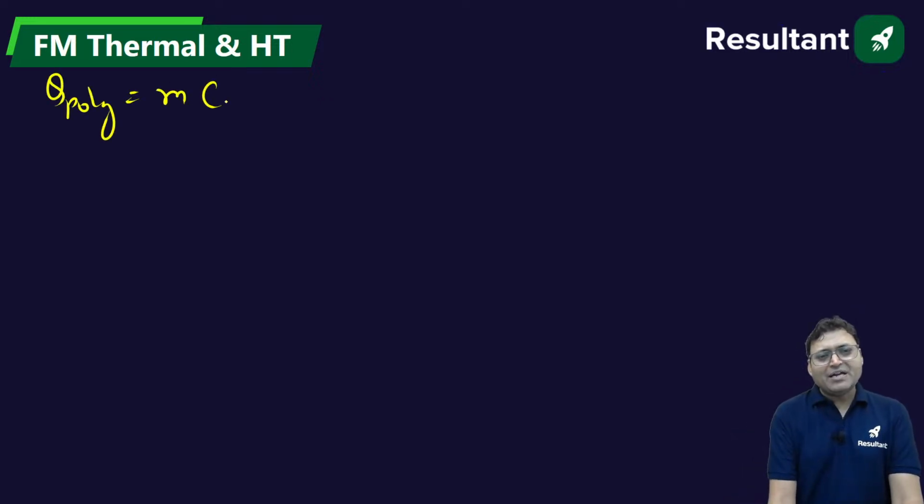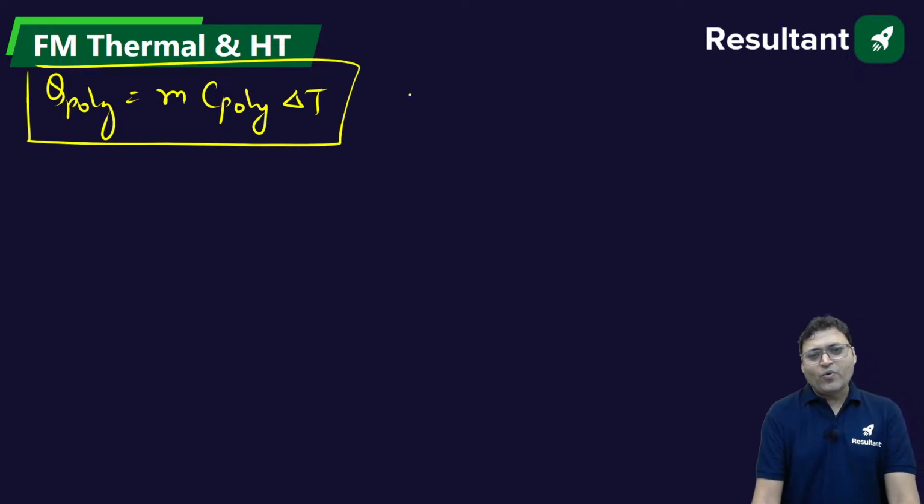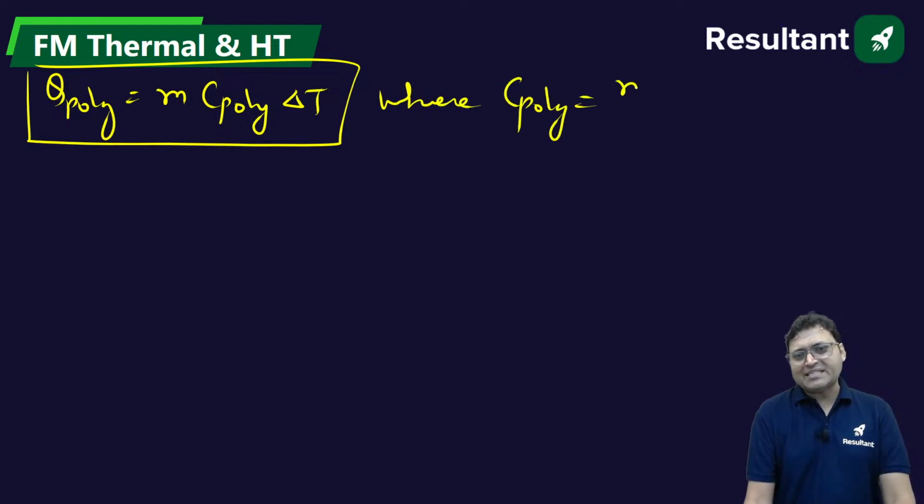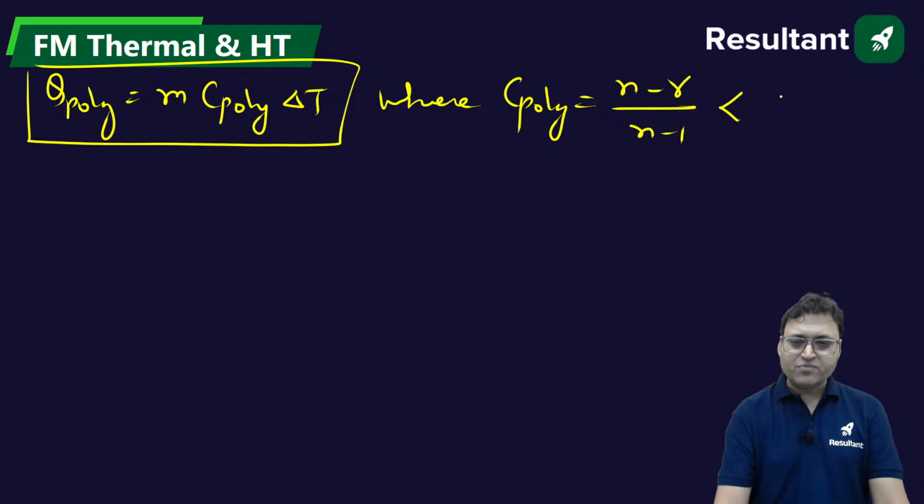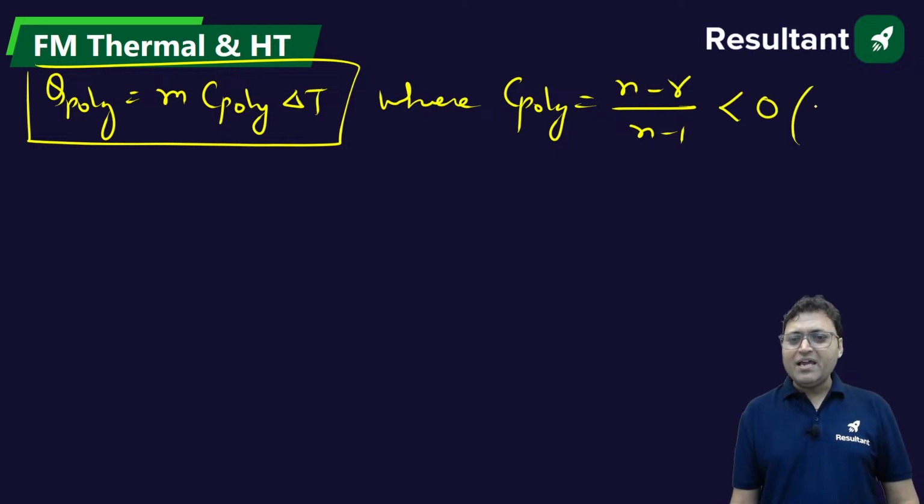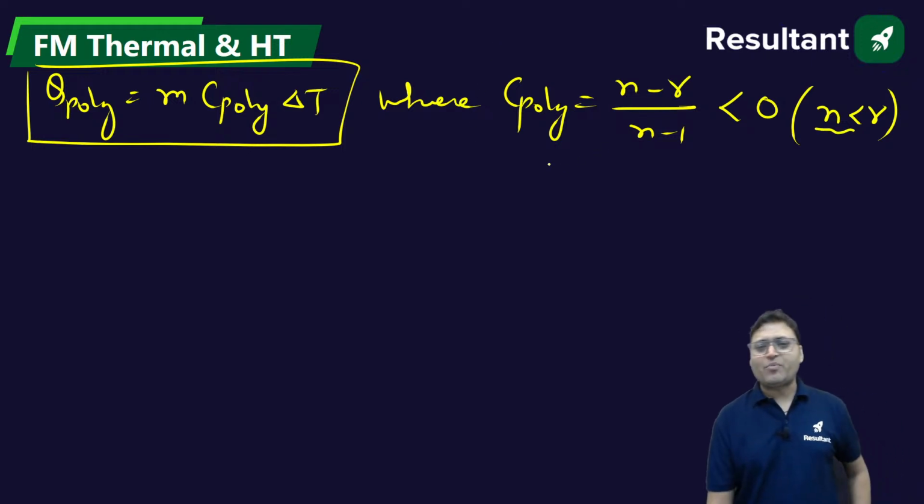Look, if we write Q for a polytropic process, then it will be M into C for a polytropic process into delta T. This is the formula where C for a polytropic process is (n minus gamma) upon (n minus 1), which is less than 0, which is negative. Why? Because n is less than gamma. So the specific heat for a polytropic process is negative.